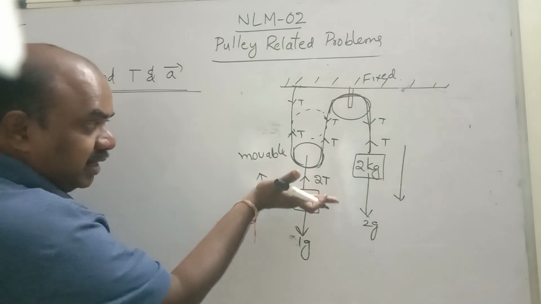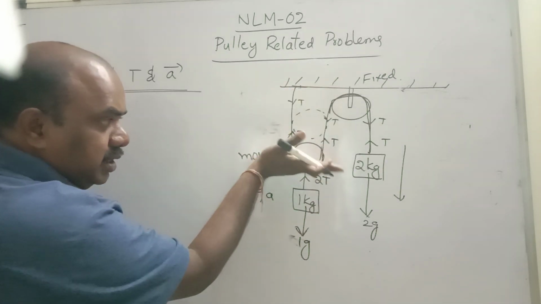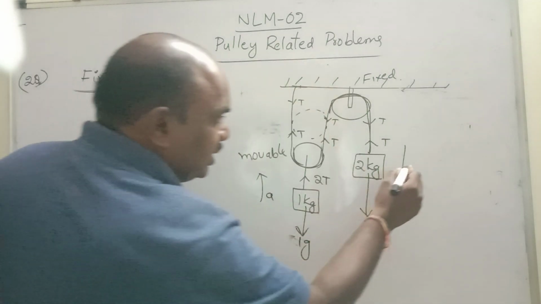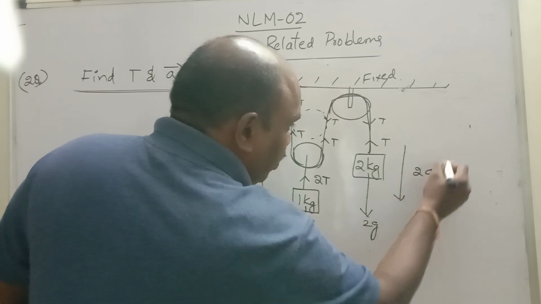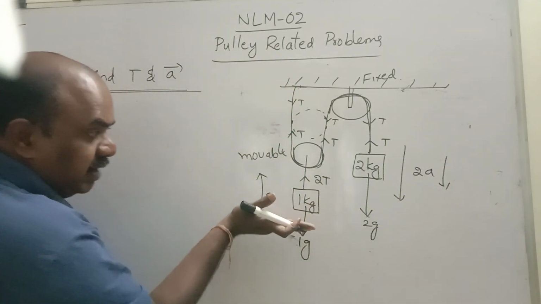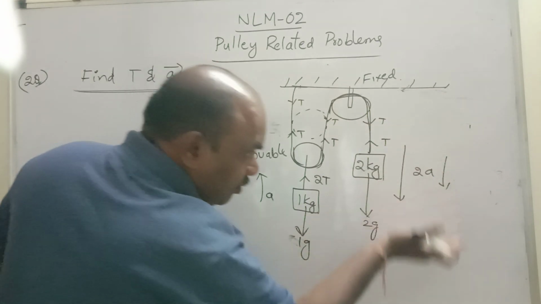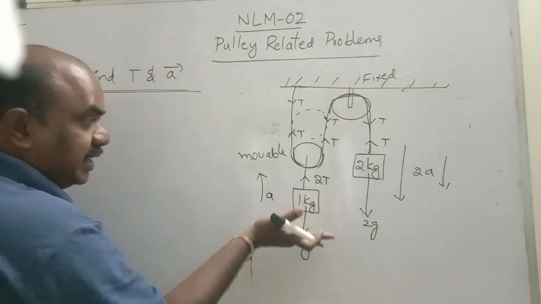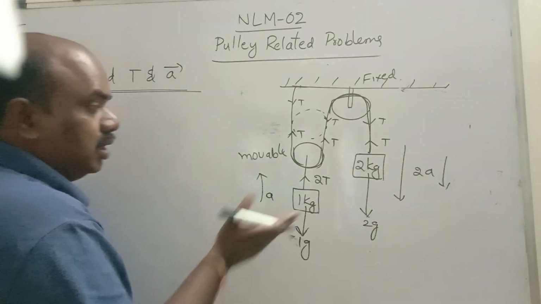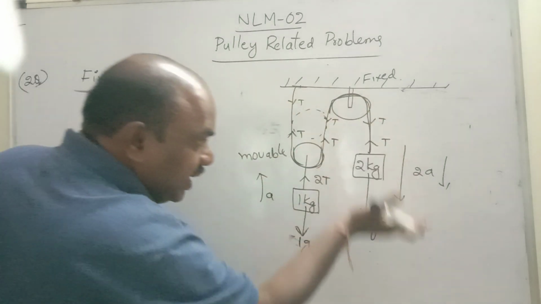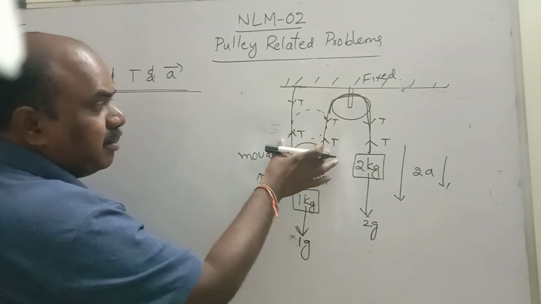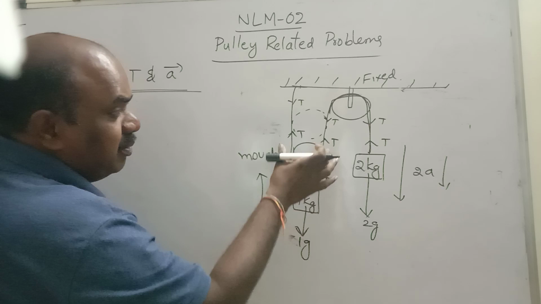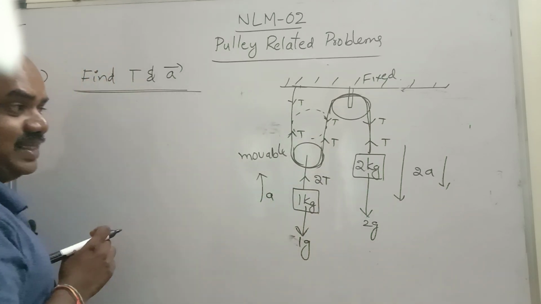If 1 kg goes 1 meter upwards, this pulley goes 1 meter upwards, and this pulley comes 2 meters downwards. That means if the acceleration of 1 kg is upwards, the acceleration of 2 kg will be downwards. If 1 kg goes up, 2 kg comes down. If 1 meter goes up, 2 meters come down. Why? Because two strings are present here, so the displacement will be the sum of the displacements of these two strings.